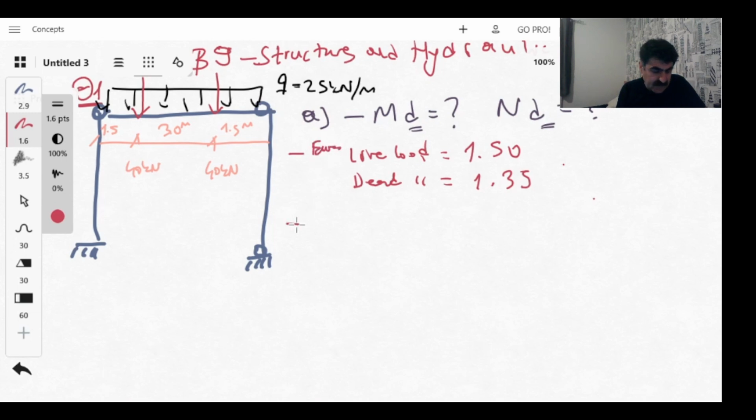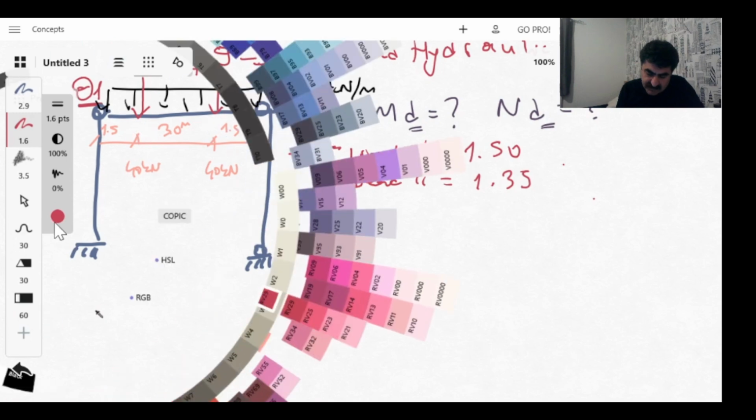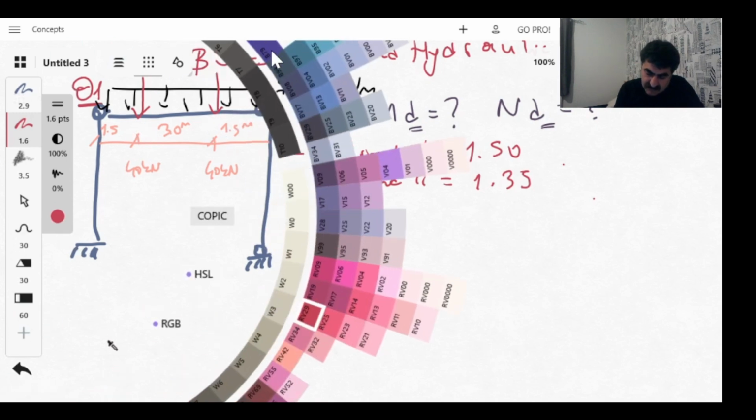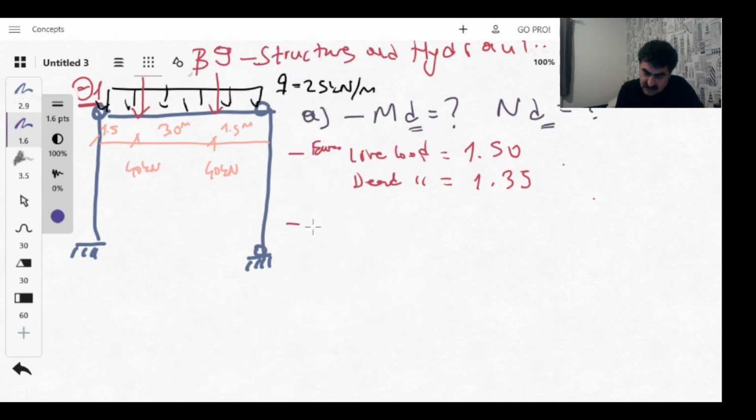Okay, so let's calculate the dead load and then the live load. What kind of dead load do we have? Let me have another color. So we have dead load. As I told you, we have distributed 25 kilonewton per meter snow load, but this is live load. We have the machinery point load. Since it is machinery, this is also live load.